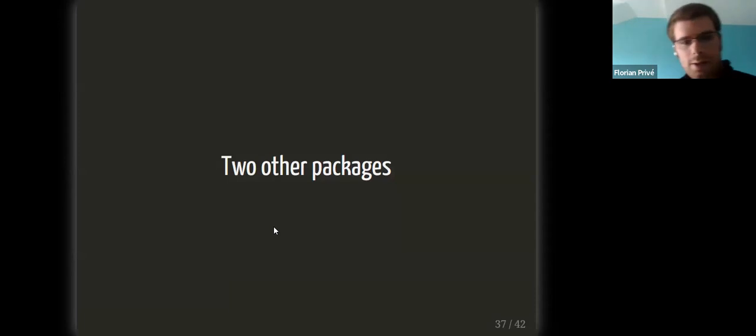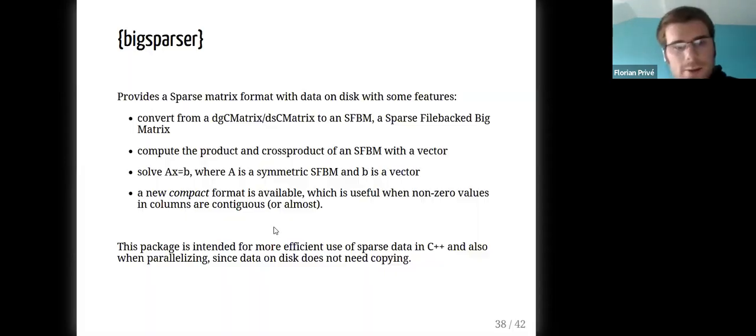Okay, I will just quickly present two other packages that are similar. So the bigsparser, which also provides an on-disk format, but for sparse matrices. Sparse matrices, when you have lots of zeros, what you can do is store only the non-zero values. So you store the indices and the value corresponding to these indices, but just for the non-zero values. So if you have lots of zero values, it can be very efficient to store it like that.